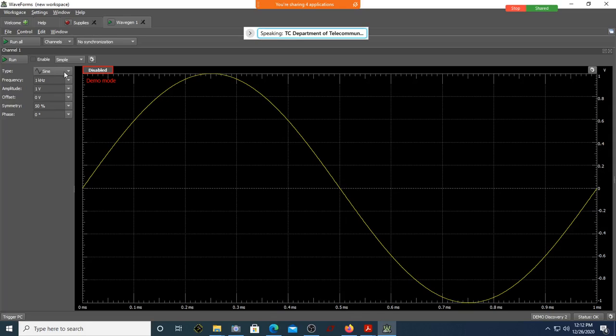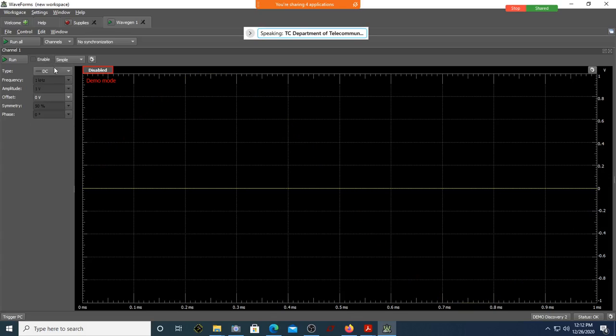See, now these are the possible options. Using this you can give a DC, sine, square, triangular, ramp up, ramp down, noise, trapezium, and different sine power. So this is for some power electronic application. Since we are looking for DC, let me select DC. I can select the voltage, whatever is required. I can give 1 volt, 2.2 volt, 0.5 volts, whatever.